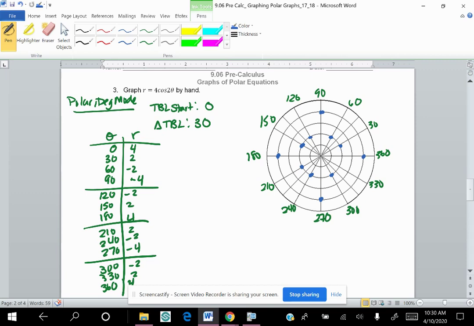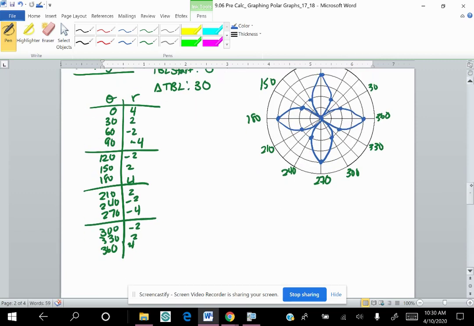And 330, we're at 2. Got a lot of points here. Sometimes it's helpful to plot as you go too. 360, we're at 4. So what this one's going to look like is you're going to take your center here and go through these points like this. And it's going to create 4 different petals right here. So you've created a little flower.